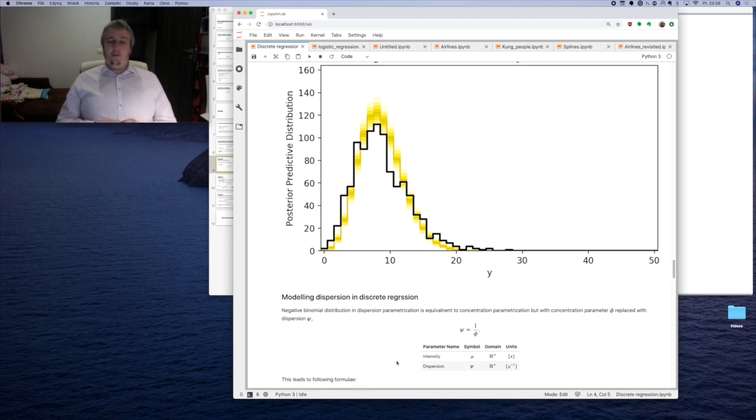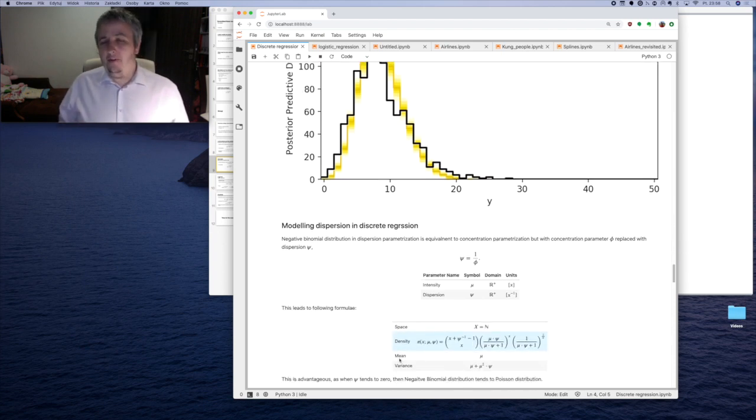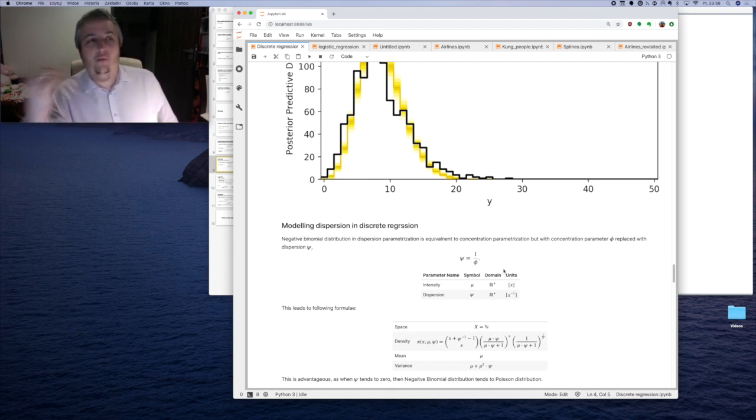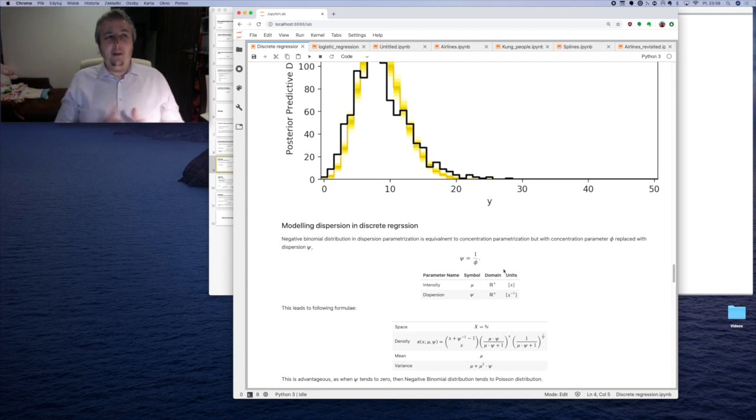We will be focusing on the dispersion parameterization, which is not implemented directly in Stan because the concentration parameterization is, but it has a very nice property. This property is that when the dispersion tends to 0, our distribution tends to the Poisson distribution. What is the bonus of this situation? The bonus is that when we assign a probability distribution for something that is similar to Poisson but allows us certain changes, we still leave a possibility to stay with the Poisson distribution.